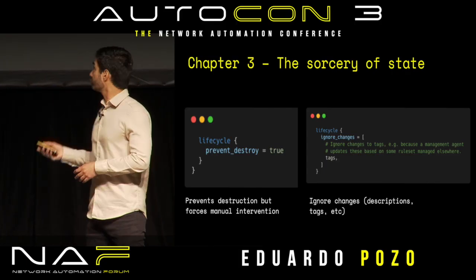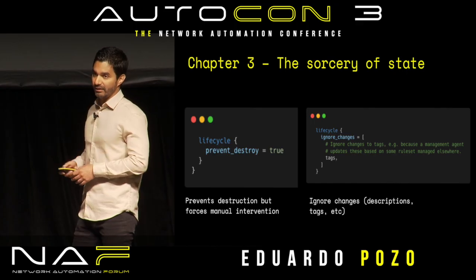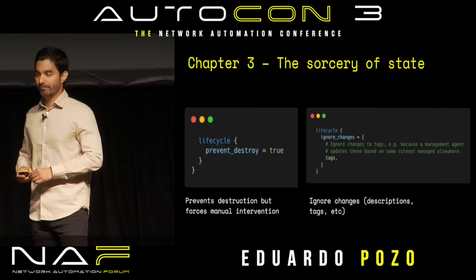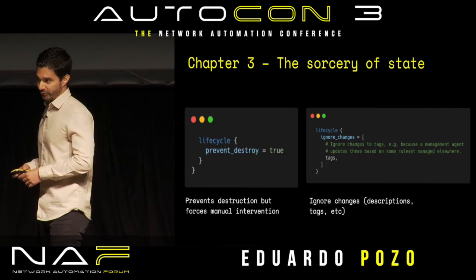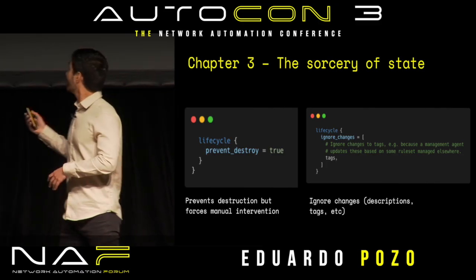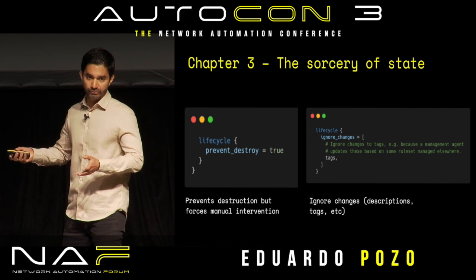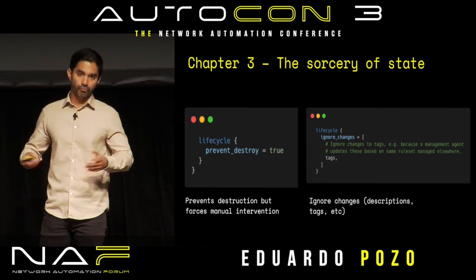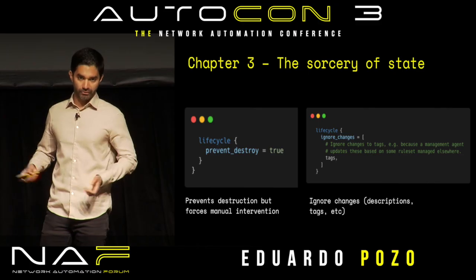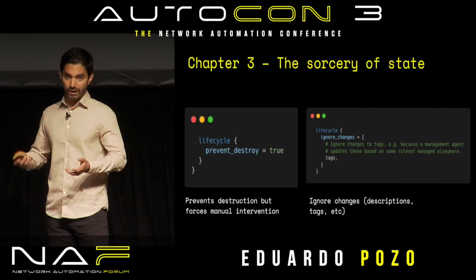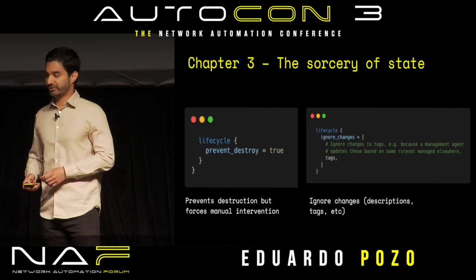Or you can also do something called ignore changes. Let's say that you push an interface description via Terraform, but you don't care if that changes in the future. You care only about the configuration itself. Then you can say lifecycle ignore changes description. If someone changes the description in the interface, Terraform will just not care or skip that check. Of course, the third way is to do a proper vetting of the plan changes.